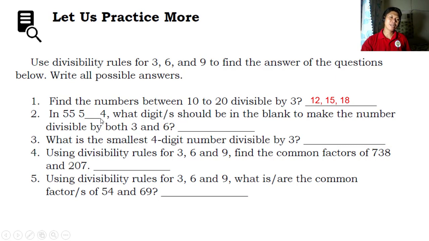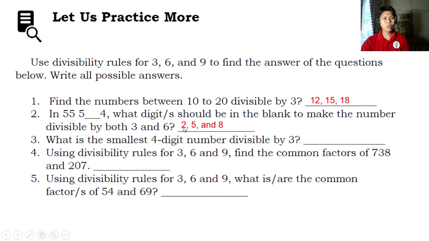Pwede na to sa 2 kasi even number. So, pag dinagdagan natin to na maging divisible by 3, divisible na rin siya sa 6. 5 plus 5 plus 5, 15. 15 plus 4 is 19. So, pwede natin dagdagan ng, para maging 21. So, dagdagan natin ng 2.